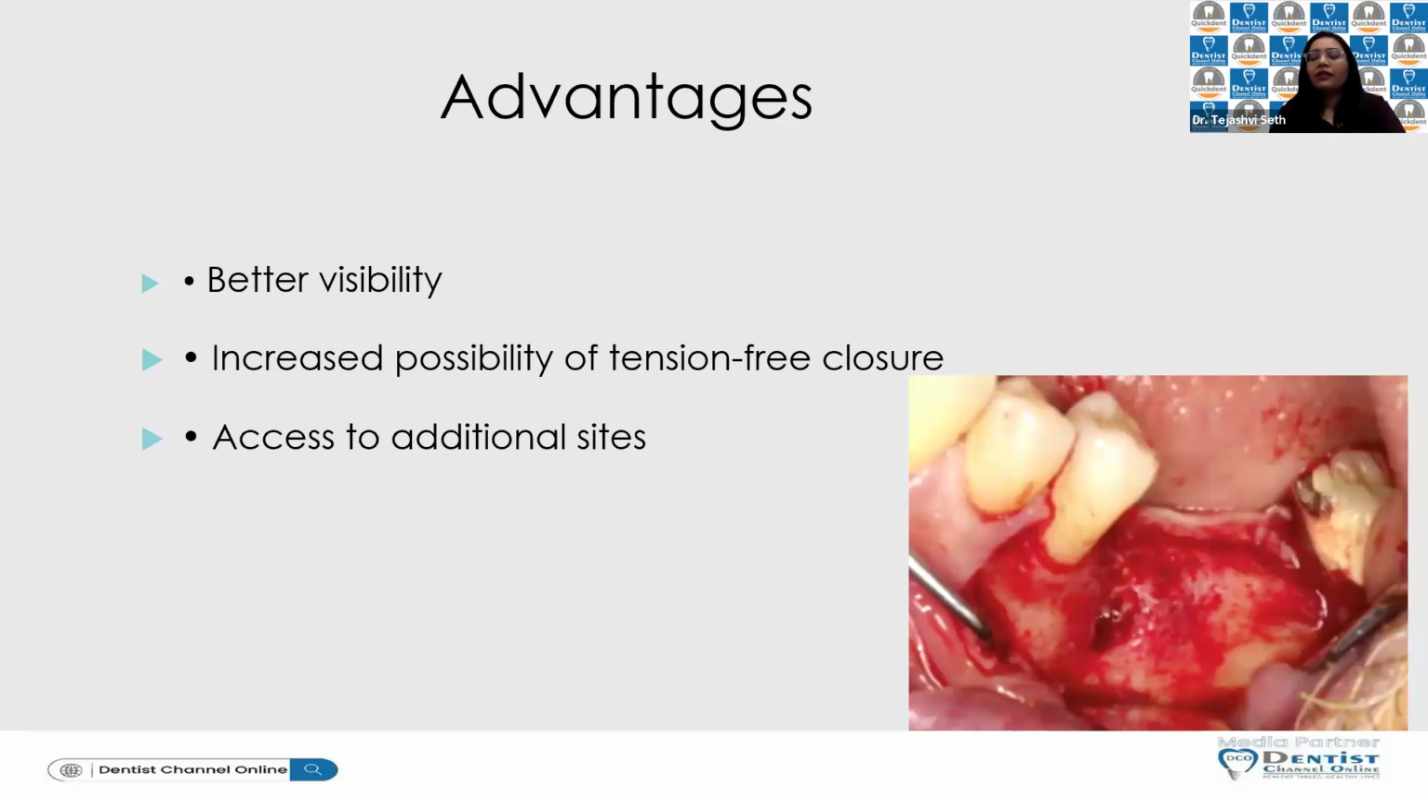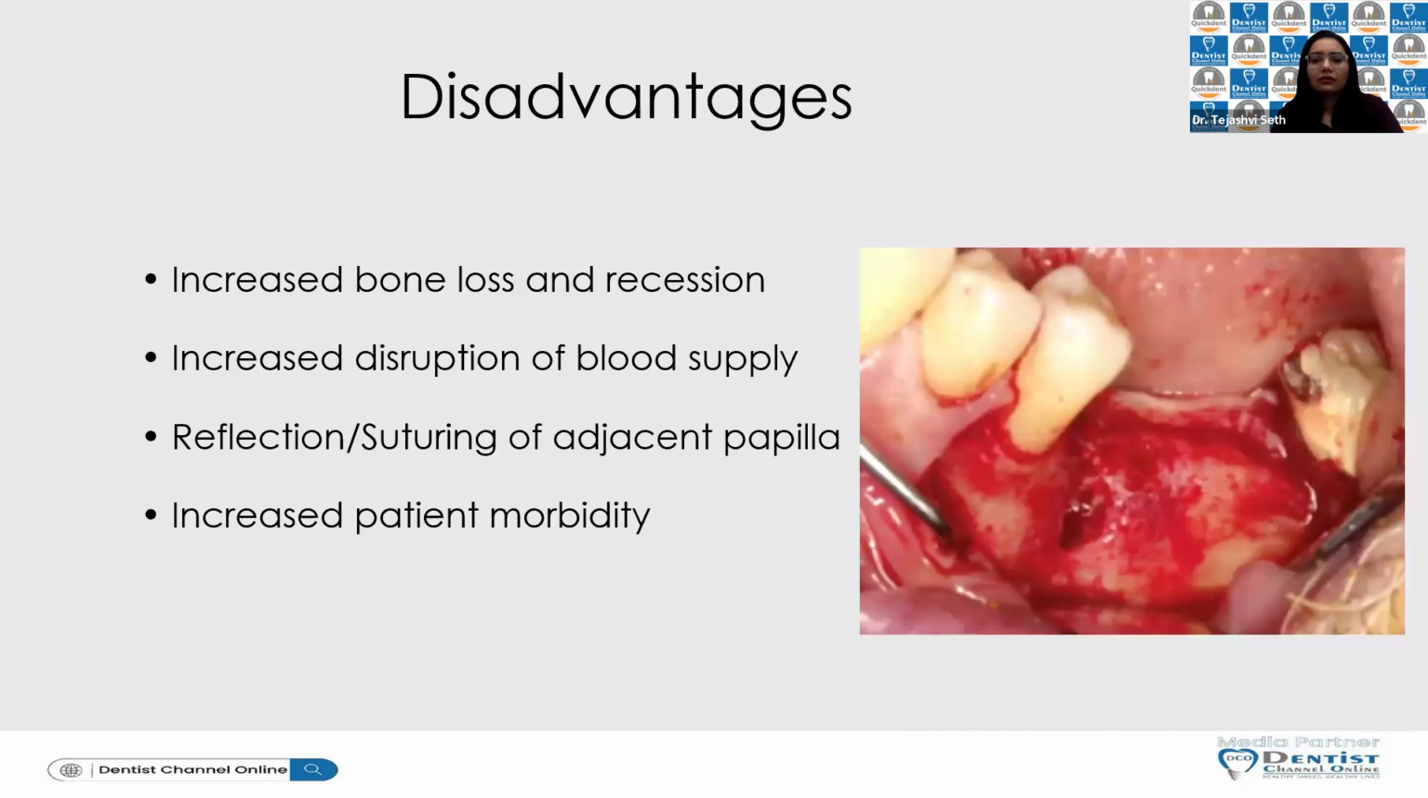And since you have reflected till your mucogingival junction, your closure will also be very tension free. And sometimes while doing your implant placement, you may come across the adjacent tissue having some amount of recession, or the adjacent tooth requiring some augmentative procedures. So all that can be done in a single go. You don't have to plan it separately.